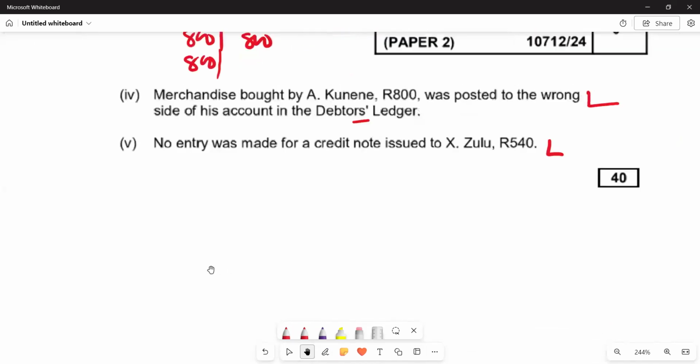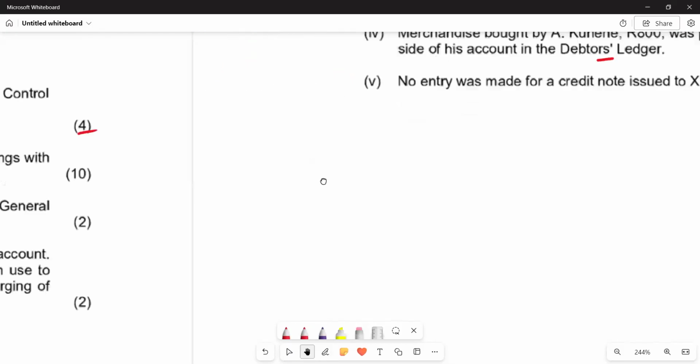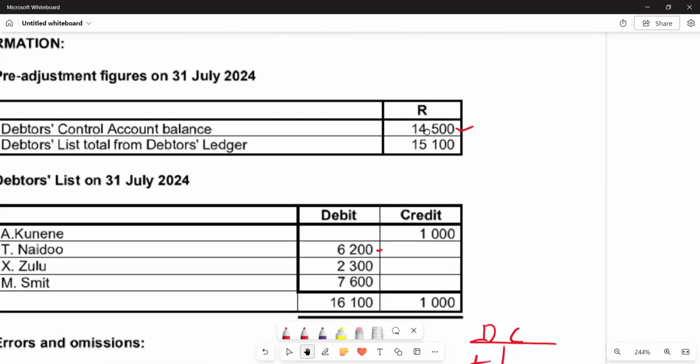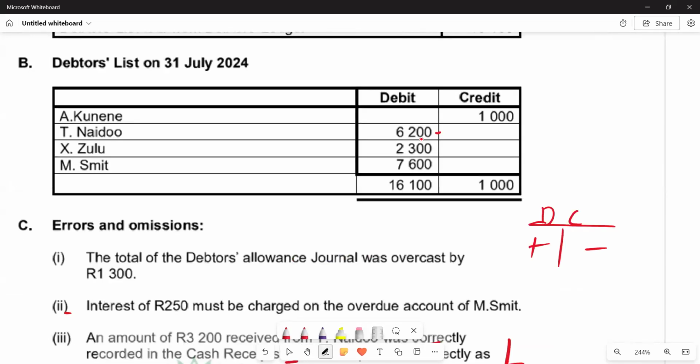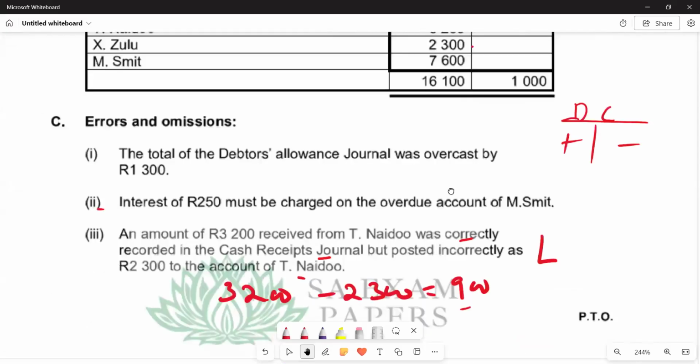We now go to item 5, which is saying no entry was made for a credit note issued to XZulu, 540. So remember, this was an error of omission. It was omitted. So it was supposed to reduce the amount that XZulu is owing, since it was a credit note. But it was not entered, so you need to subtract it from the balance of XZulu. So if you go back there, you would see that for XZulu, the amount that we have is 2,300. So we are going to subtract 540. So we go to the other section.